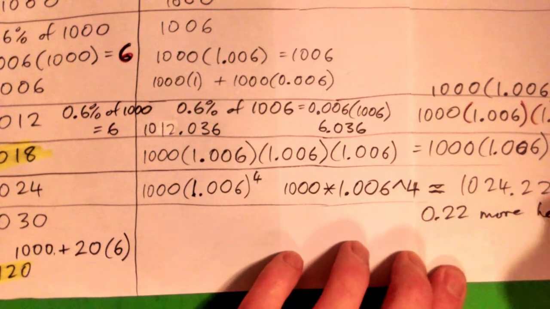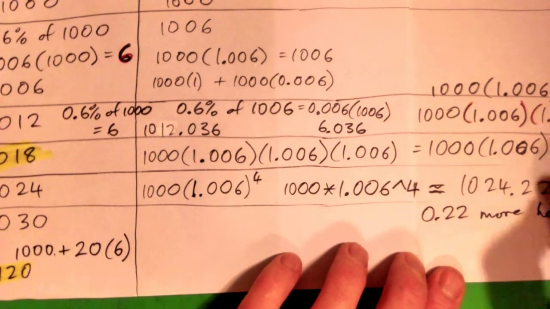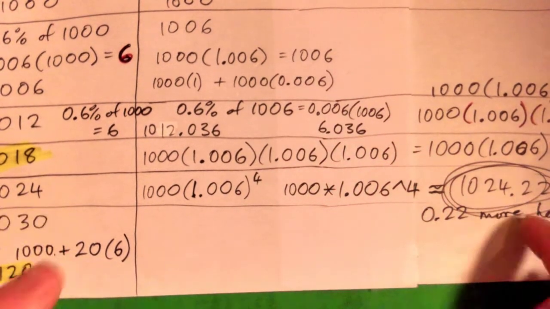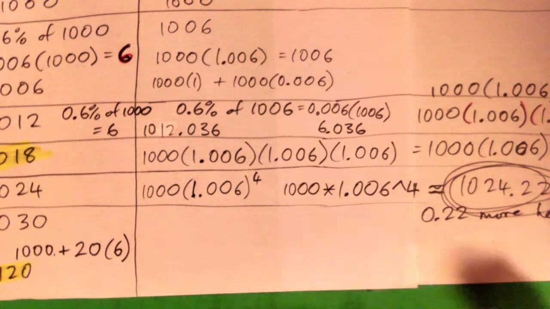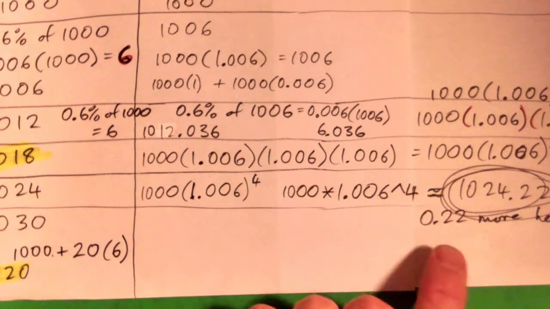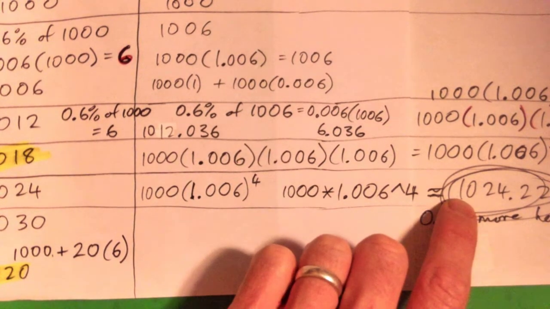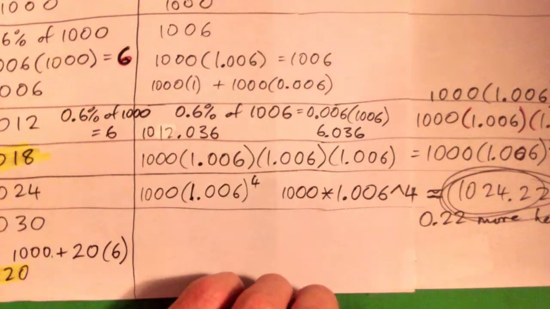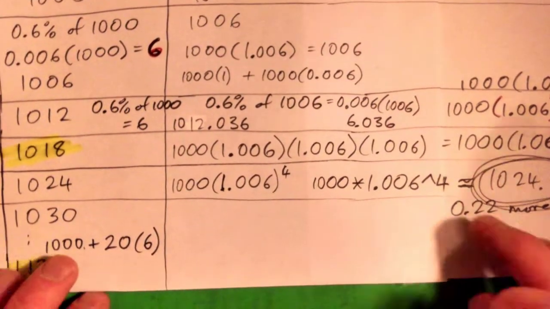Can we see that? It's right there. 22 cents. That's the difference. There's 22 cents. Why is there 22 cents more here? Why? That's all right. Because we're getting interest on top of interest, right?